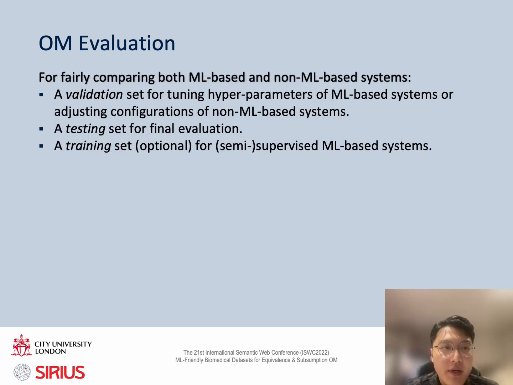To provide a unified and fair workaround for comparing both machine learning based and non-machine learning based systems, we apply data splitting. So first, we have a holdout validation set for tuning hyperparameters of machine learning systems or adjusting configurations for non-machine learning systems, and a testing set for final evaluation. And third, there's an optional training set. Here we have two settings. The unsupervised setting does not have a training set, and the semi-supervised setting has 20% of the reference mappings as the training set.